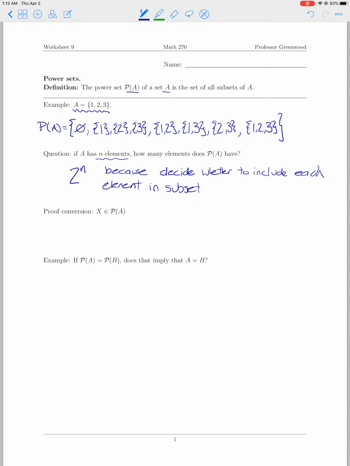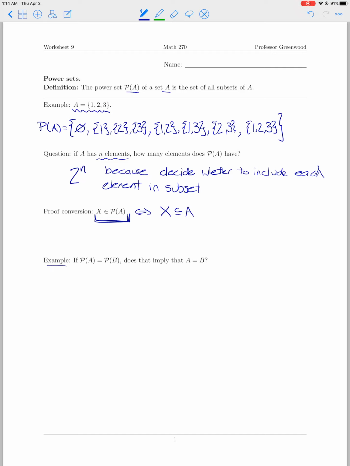As we've seen throughout this course, a lot of the time we're going to want to make conversions of different notation whenever we see something in a proof. Now that we're talking about power sets, we're often going to see the expression that X is an element of a power set. In this case, that is an indication that we're probably going to want to change to saying that X is a subset of A. That's pretty obvious given the definition of a power set, but it is a common conversion that we'll want to make.